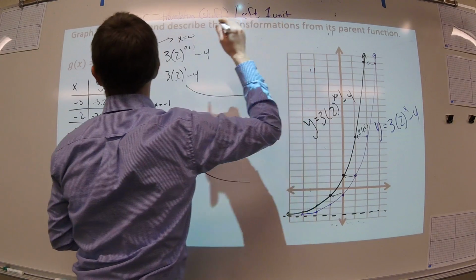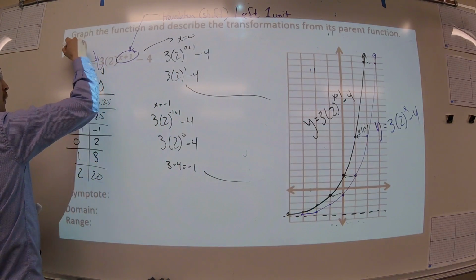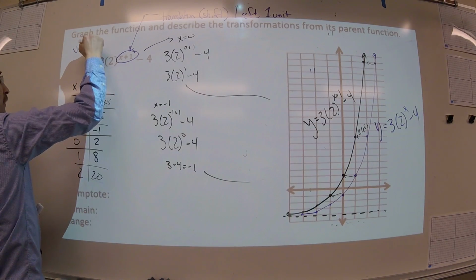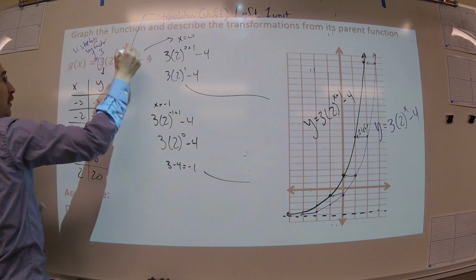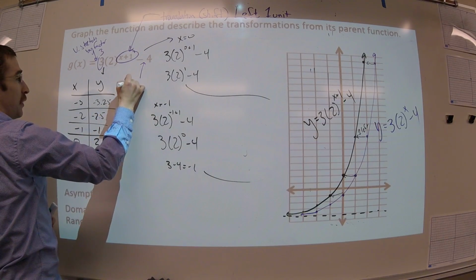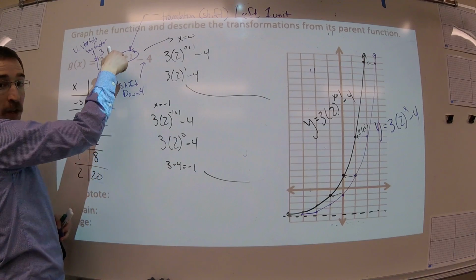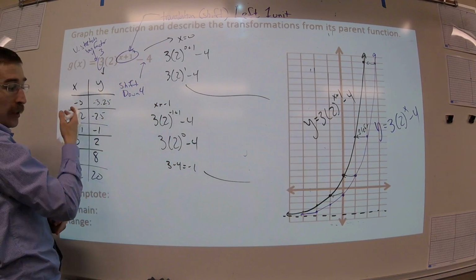1 unit. We still have the vertical stretch by a factor of 3. We still have the shift or translation down 4. But this x plus 1 is going to shift it left 1 unit.